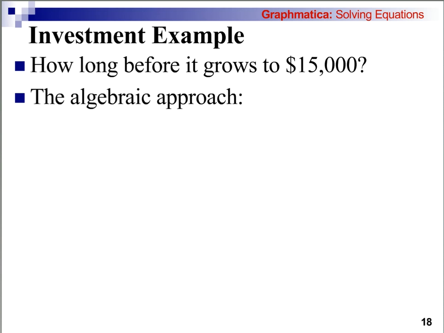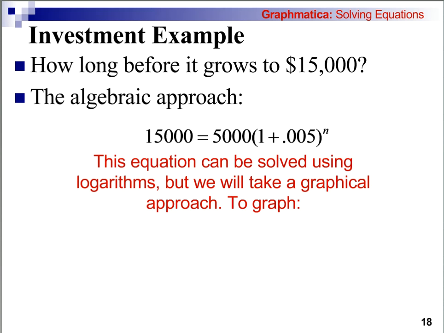Now, if we were going to do this with algebra, we would basically have to set up an equation that would look like this. So notice that on the left we have 15,000 because that's the future value that we're trying to find. And on the right we have 5,000, the present value, multiplied by the quantity 1 plus 0.005, that's our 1 plus i, raised to the n. So using an algebraic approach, we could solve this, but only if we knew how to use something called logarithms. And that's just more algebraic messiness than we want to have to worry about in this course. So we're going to take a graphical approach instead.